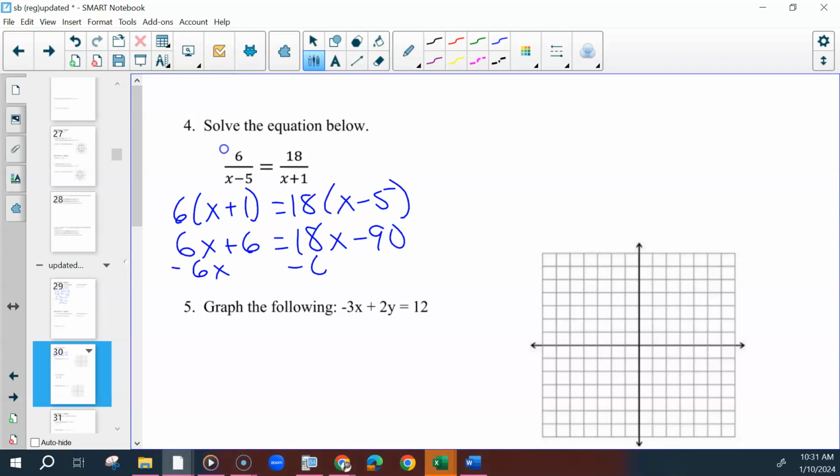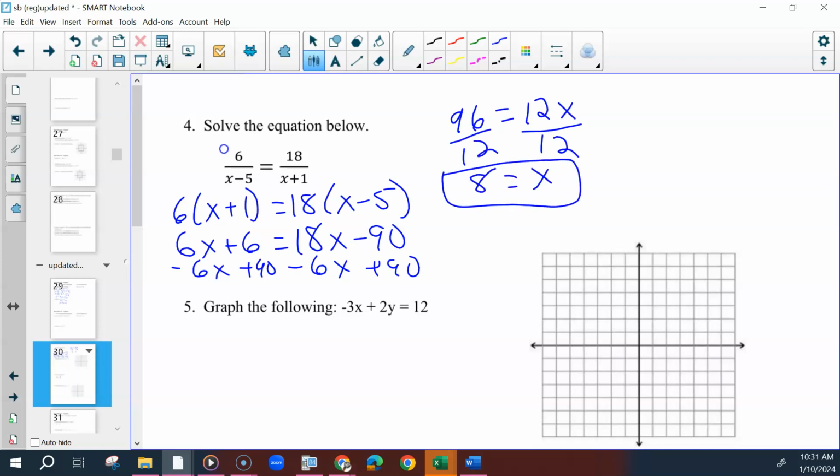I'm going to move 6x and add 90. So we have 96 equals 12x. And if we divide both sides by 12, what is x? 8. So that is all the work algebraically.